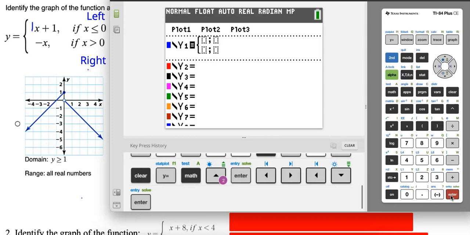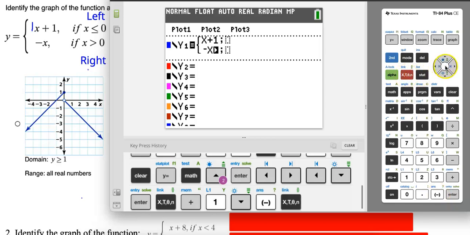So if you do not have the CE TI-84 Plus, it's going to look a little weird, and I've linked another video on Canvas of how you can do it if your calculator does not look like mine does currently. Then I'm going to type in the first equation. So I've got x plus 1. I'm going to type in my second equation, negative x.